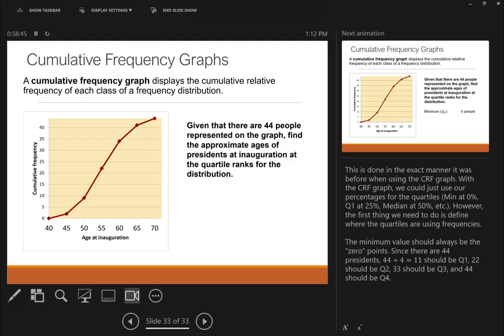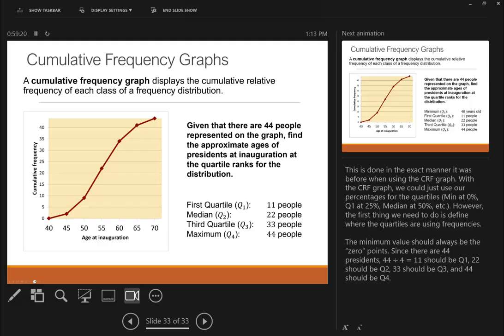If I had a cumulative frequency graph rather than a cumulative relative frequency graph, what do I do? I just take the total count, the 44, and find 0% of that, 25% of that, 50% of that, 75% of that, and 100% of that. So 0, 11, 22, 33, 44, and just trace those values over and it gets me the same thing, right? And I'm done.